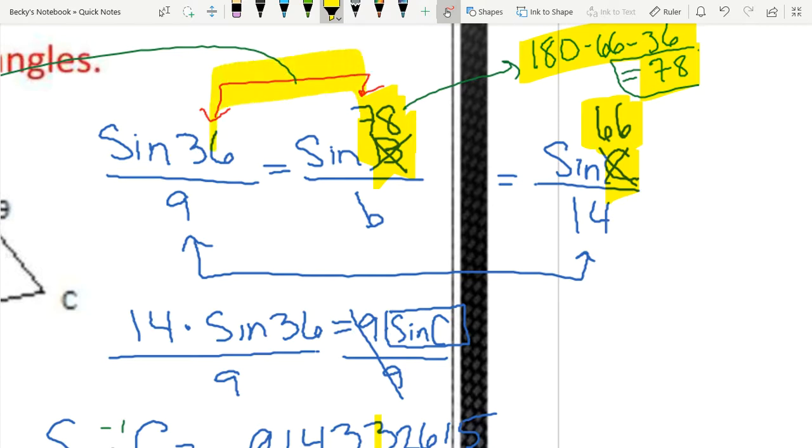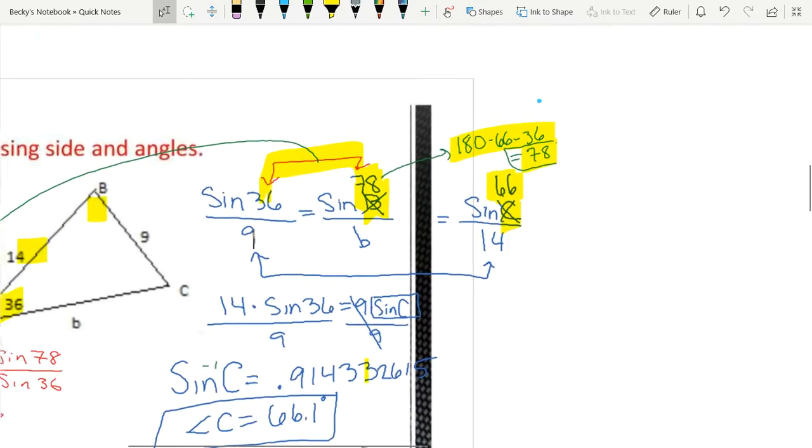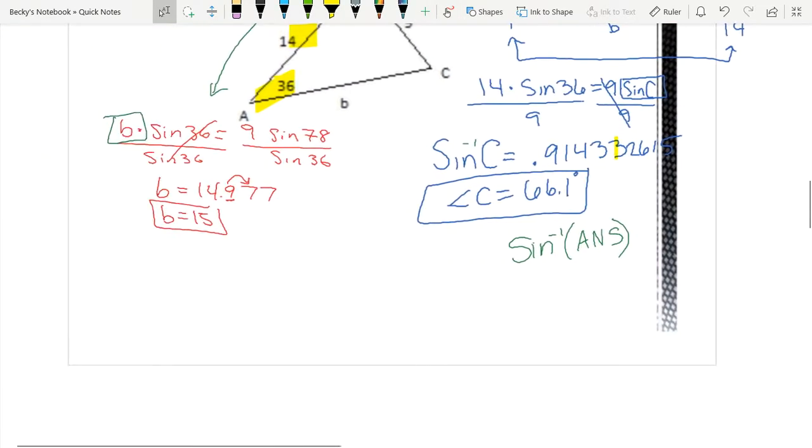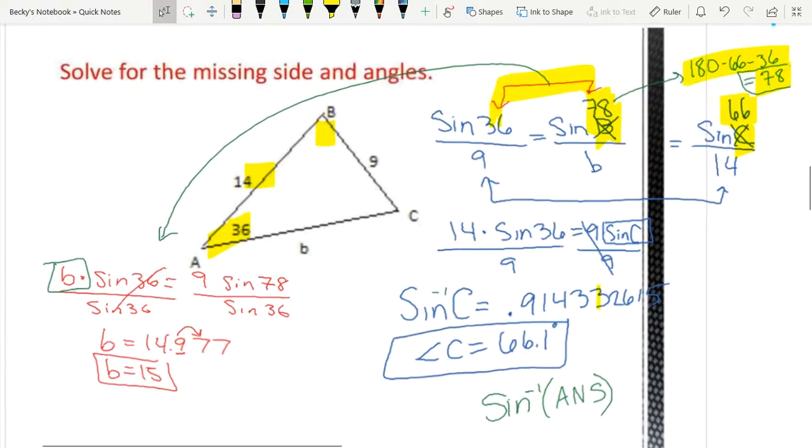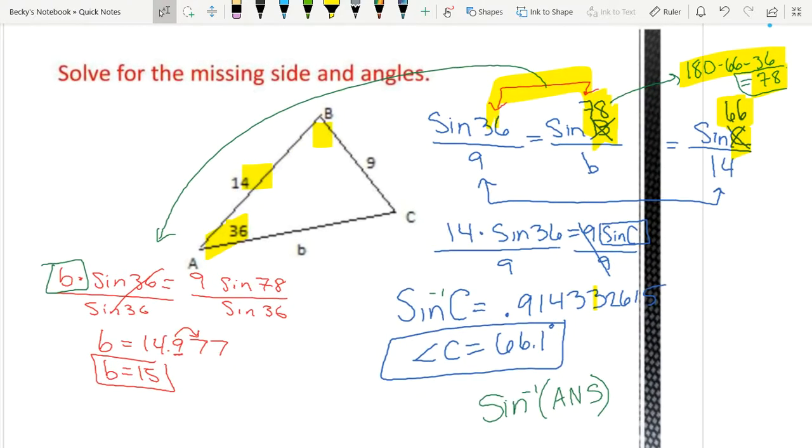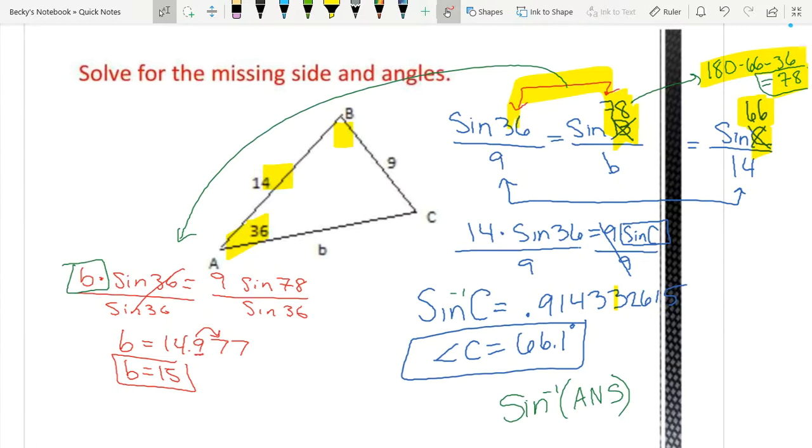Now, I'm going to take these two, the first and the second one, I'm going to cross multiply them to get side B. If I know side B, I'm finished. Now, side B is going to be just like the previous example. Let me find my work here. There it is in red. So I'm using the first two. So B times sine 36, there you go. And then 9 times sine 78. Remember, we just found that 78. I'm dividing by sine 36 on both sides.